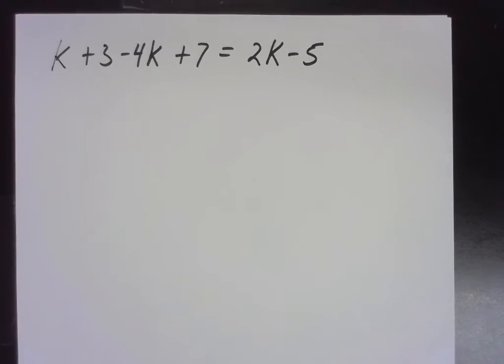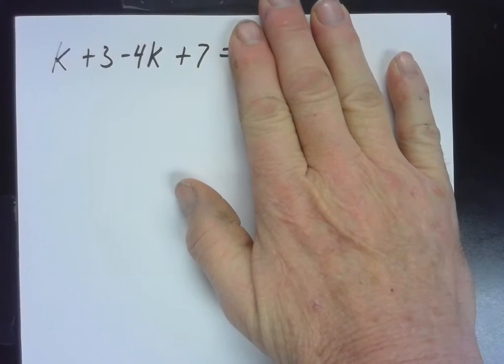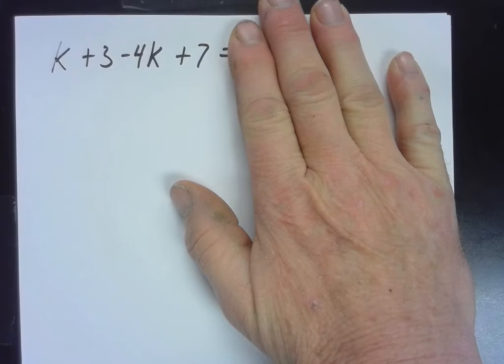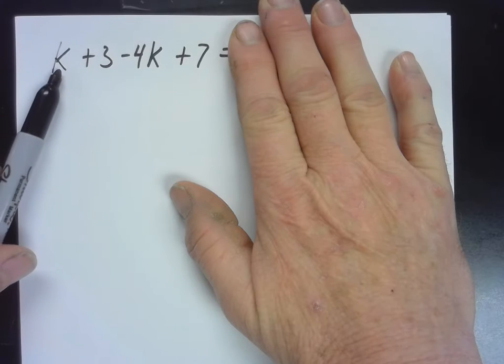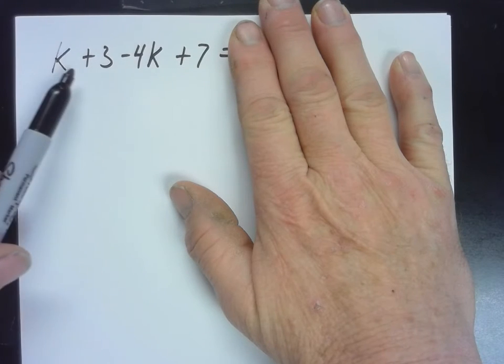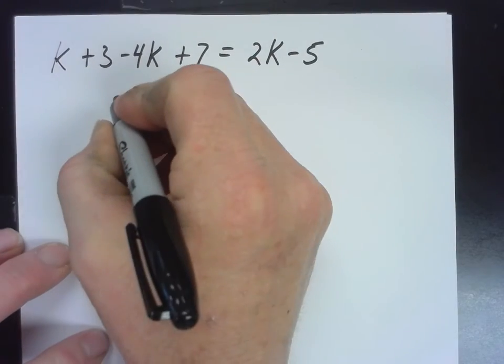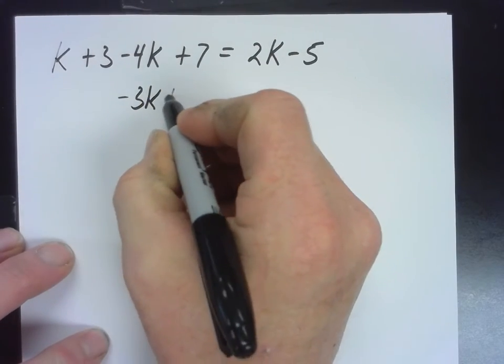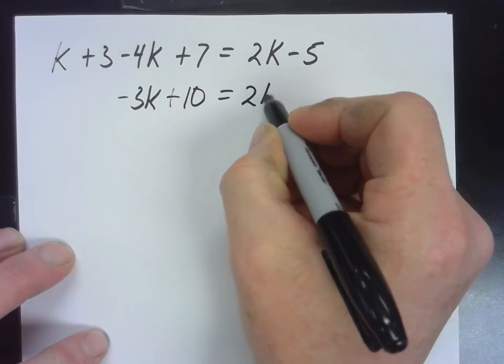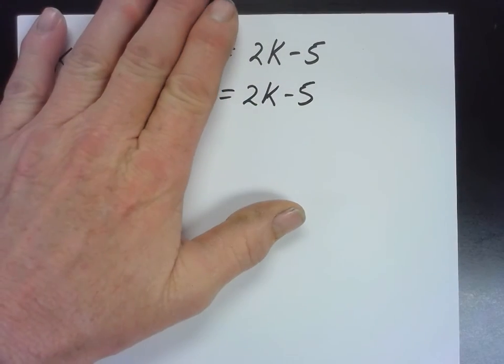Okay, this one looks a lot worse, doesn't it? But I take a look at it. Are there any parentheses I can get rid of? No. Okay, good. Now, look at the left-hand side of the equation. Are there like terms? Yes. So let's make this simpler. Let's put these two together. What will that give me? Negative 3k plus 10. Now, on the other side of the equation, there weren't any like terms, were there? So it's as simple as it's going to get.